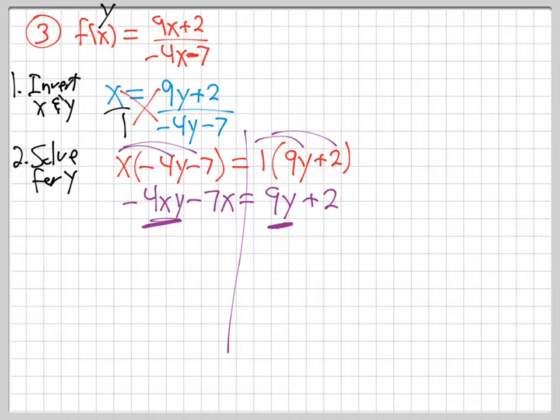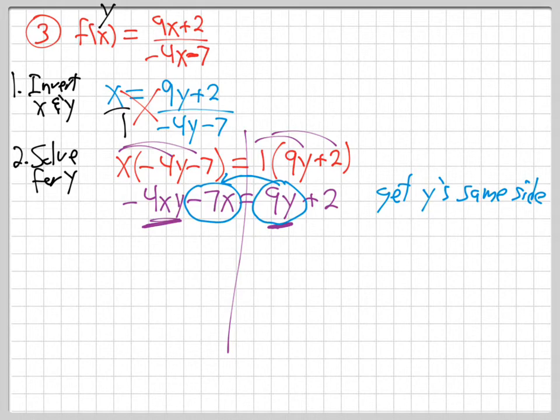So usually I put the y's on the left. It doesn't really matter. So I'm going to take this guy and jump him that way. You could jump the minus 4x. I'm going to get the y's on the left, but you get them on the right. It doesn't matter. And I'll take this guy and jump him that way. So then what do we have? Minus 4xy minus 9y is 7x plus 2.